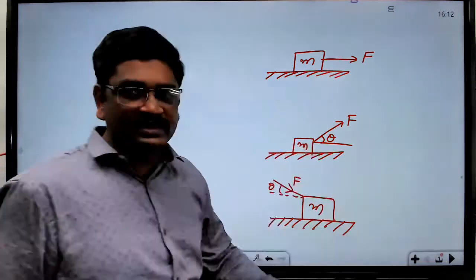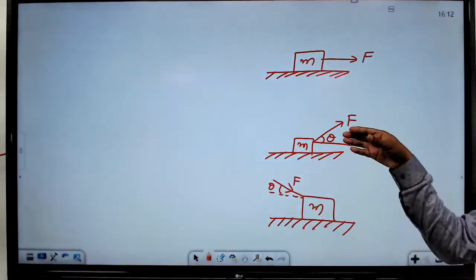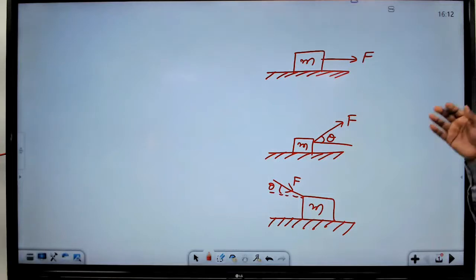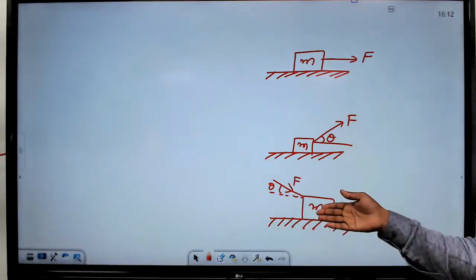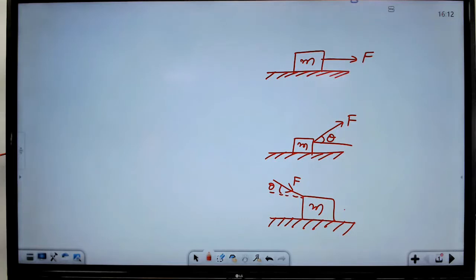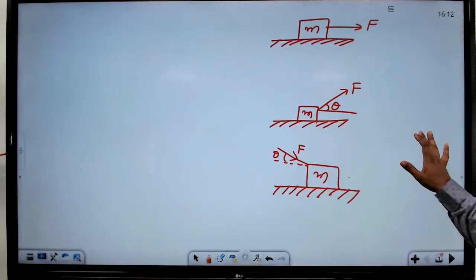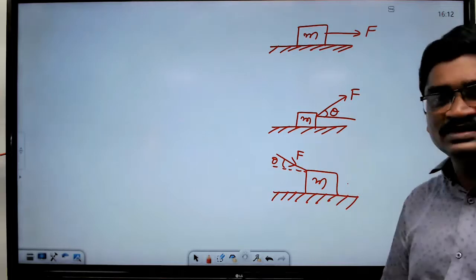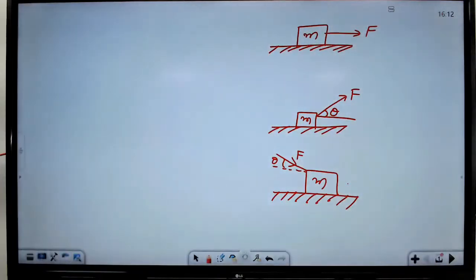So in this case, that is pulling. We are pulling this object with force F. In this case, this is nothing but pushing. We are pushing this object with the force F. Now, what are the accelerations? For each and every case, what is our aim? We need to calculate the acceleration value in each and every case.